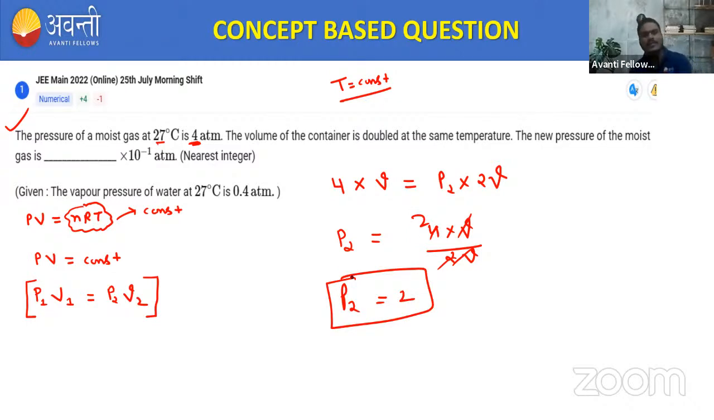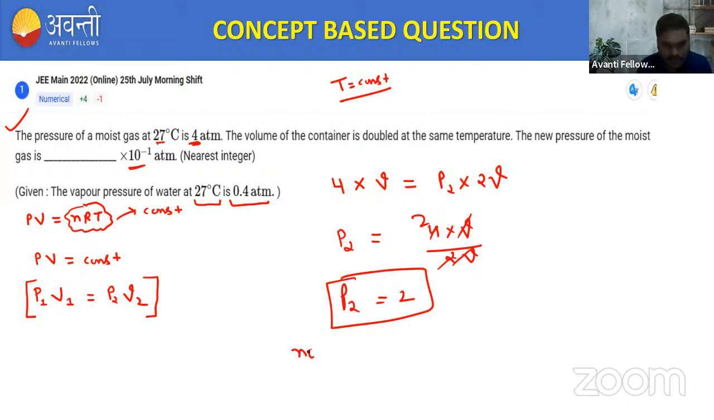ठीक है. P2 कितना आ गया भाई? 4 atm से 2 atm पे हो गया. So this value comes out to be 2 atm, right? Hence you have to calculate the new pressure of the moist gas, right? So how will you calculate the new pressure? The new pressure of the moist gas is nothing but this. Okay, so this is how we actually calculate this value. समझ आया? The vapor pressure of water at 27 degrees Celsius is already given, that is 0.4 atm. Okay, so इस point को भी नहीं छोड़ना है.